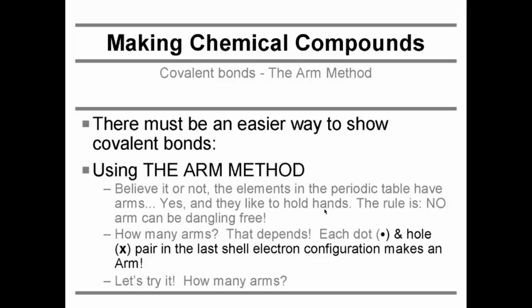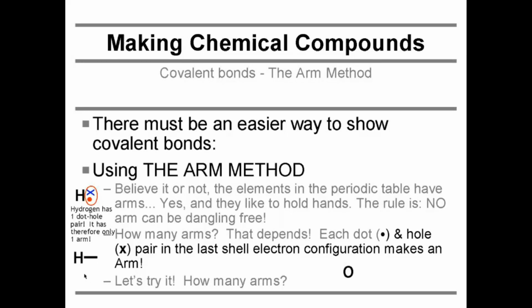So let's try it. How many arms do the following have? I'll show you on an example. So H, what is my dot and hole configuration? If I drew this one, it has 1 electron in the outermost shell, but can take in 1 more. There's my dot and X pair right there. And therefore, hydrogen would have only 1 arm. That's how I would draw hydrogen. Hydrogen has 1 arm. There we go.